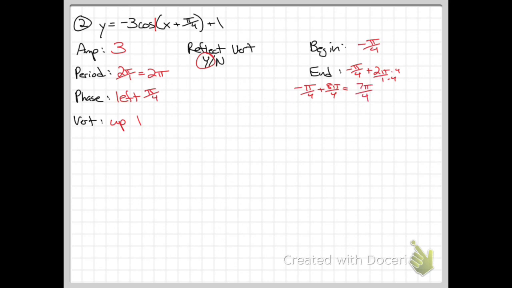Set up your axes. My beginning and end are counting by 4s, so negative pi over 4. Make sure you can see your negatives. 1, 2, 3, 4, 5, 6. This would be 7 pi over 4. Count by ones. Midline at up 1.